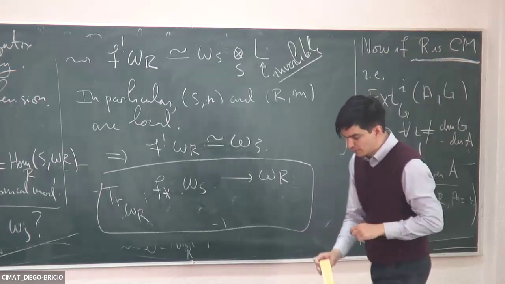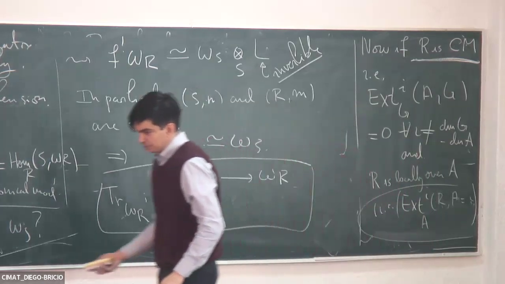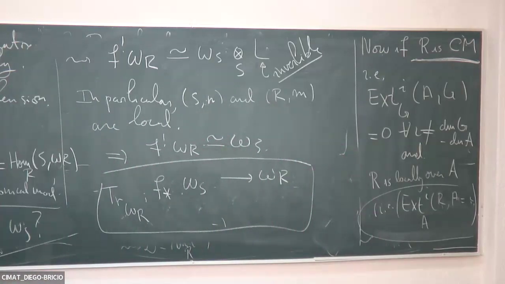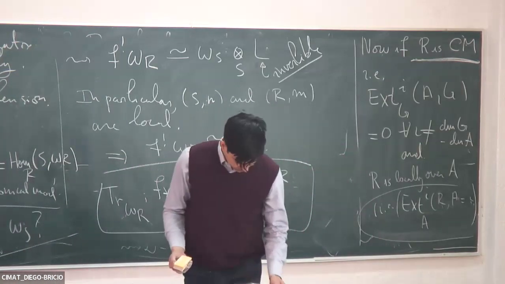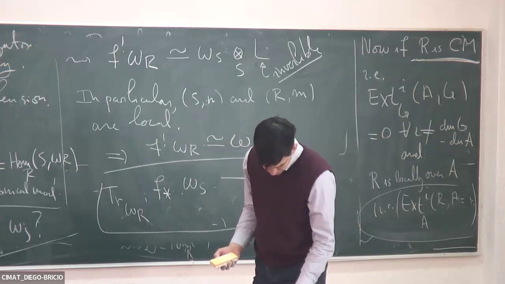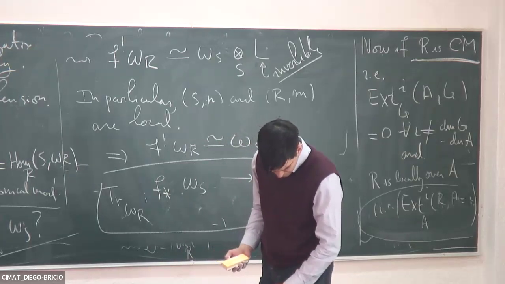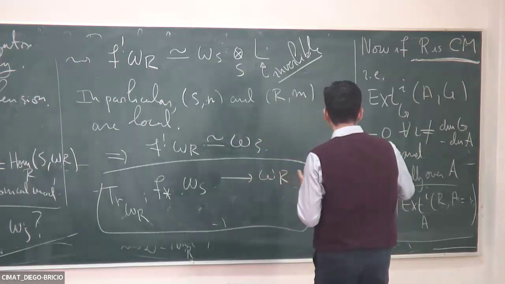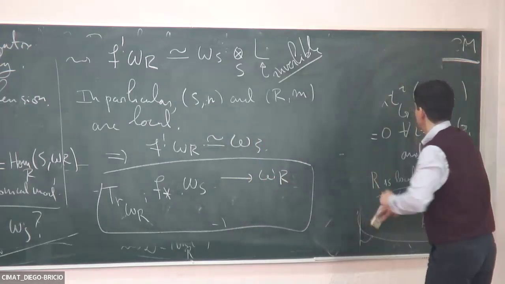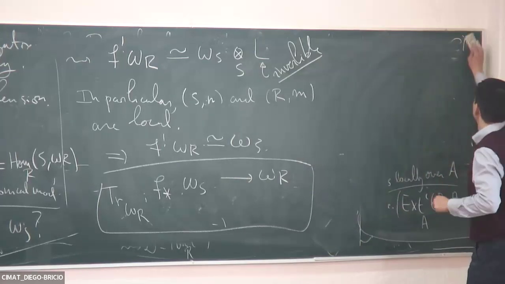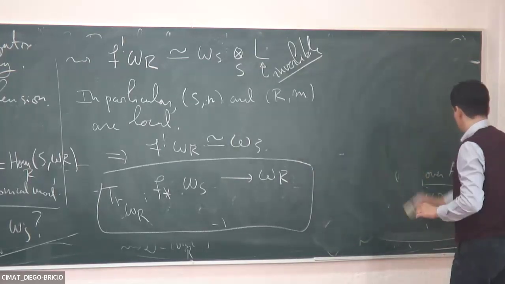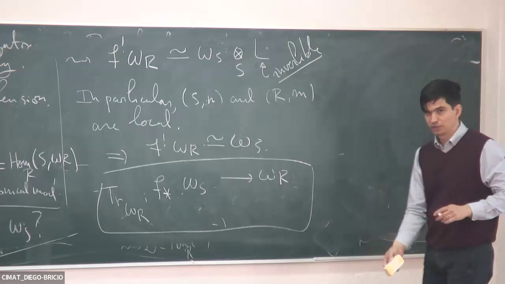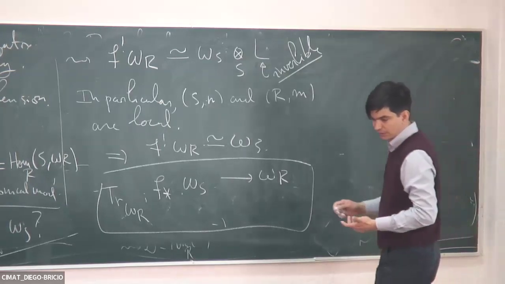So let me put that over here. So where are we? Before we continue, okay, I have this trace. And actually, what is cool about this trace is that it generates the Hom set between these two objects. And that's again duality, Grothendieck duality involves that.